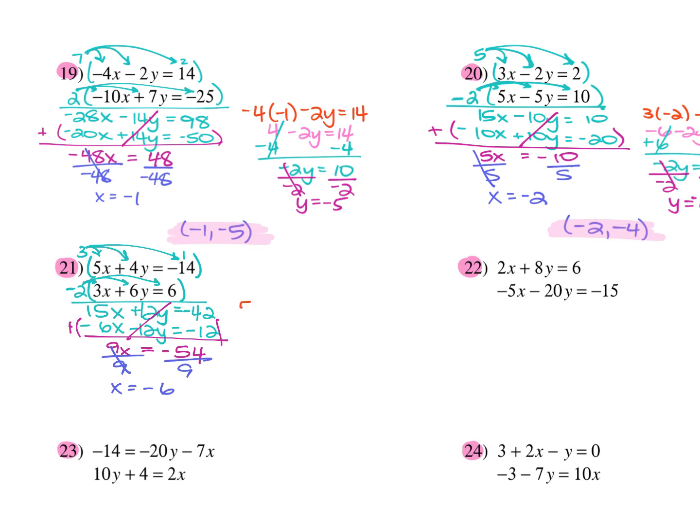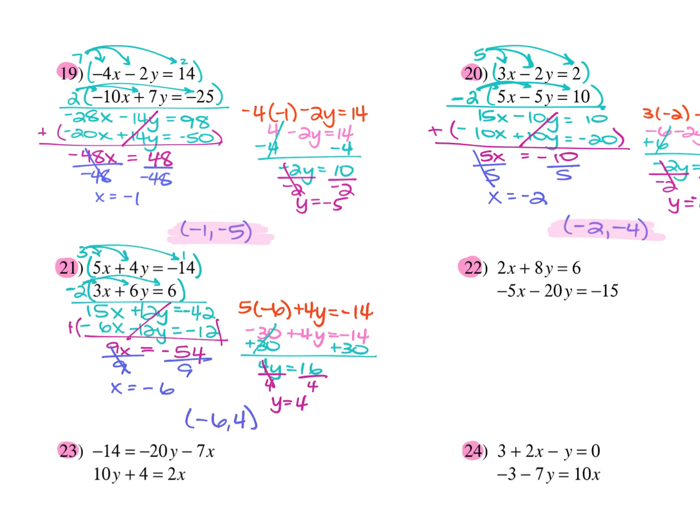Okay. So 5 times negative 6 plus 4y is equal to negative 14. 5 times negative 6 is? So negative 30 plus 4y is equal to negative 14. You add that 30 over. You're left with 4y is equal to 16. Then divide each side by the 4. So y is equal to 4. What's your solution if x is negative 6 and y is 4? Negative 6 comma 4. Good.